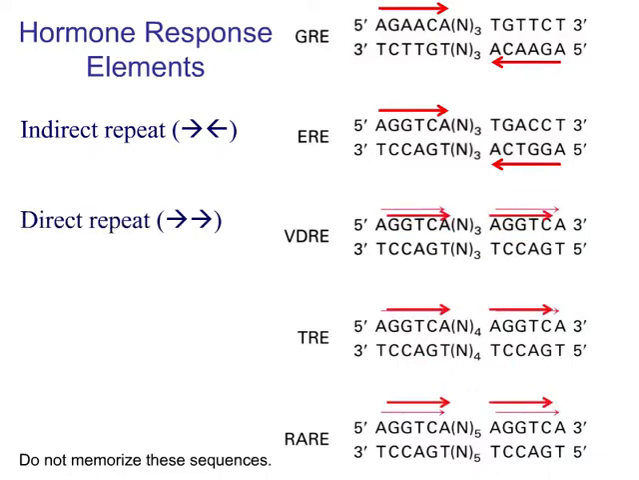Other hormone response elements are direct repeats. For example, the vitamin D response element is AGGTCA with a 3-nucleotide spacer, AGGTCA again. This is very similar to the thyroid response element, or the TRE, which is the exact same sequence repeated again, except that the nucleotide spacer between the repeated sequence has an additional nucleotide. Thus, the specificity for the vitamin D receptor and the thyroid receptor is only specified by a single nucleotide difference in the distance between the two direct repeat elements. It is not necessary to memorize these response element sequences at all, only to understand the basic mechanism by which receptor specificity is achieved.